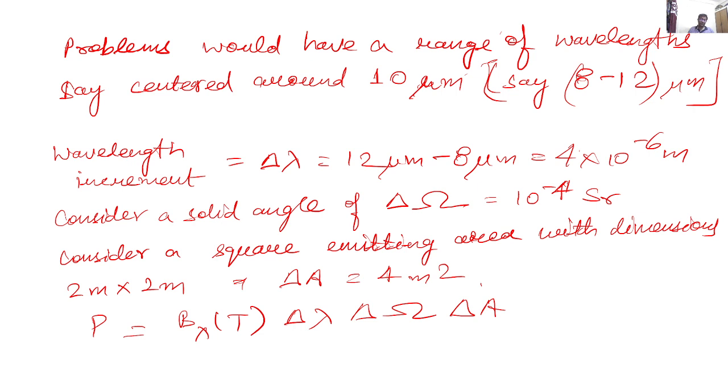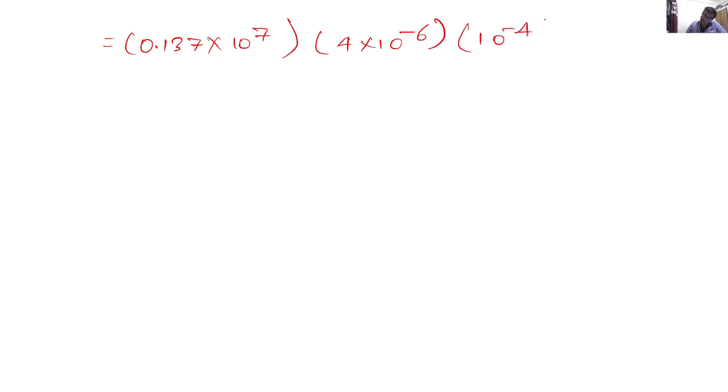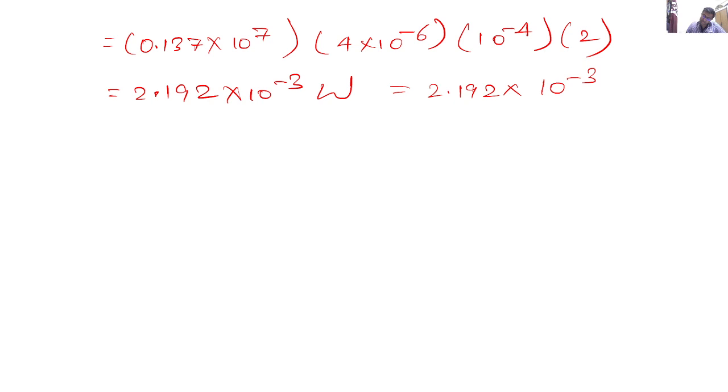So that is why we are doing it, surface area. So that is what we are multiplying it. So let's do it in the next slide. 137 into 10 power 7, 4 into 10 power minus 6, 10 power minus 4 times 2 equal to 2.192 into 10 power minus 3 watts, the power, or 2.192 into 10 power minus 3 joules per second, since 1 watt equal to 1 joules per second.